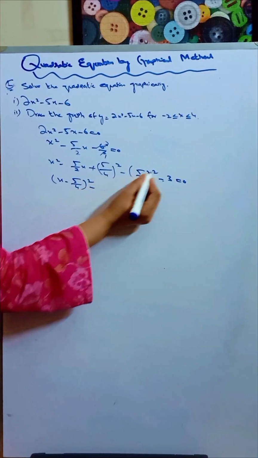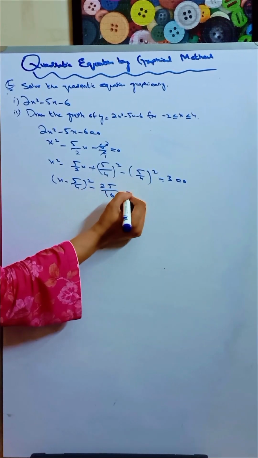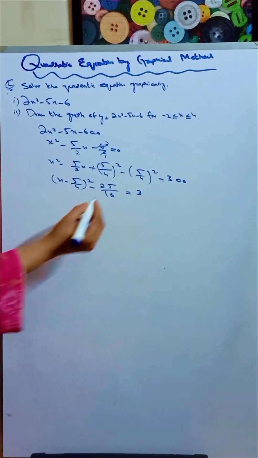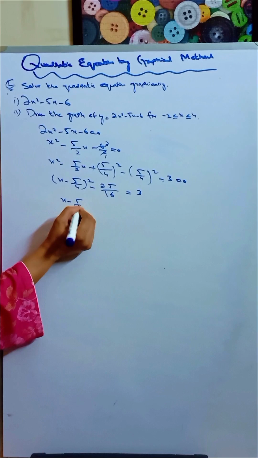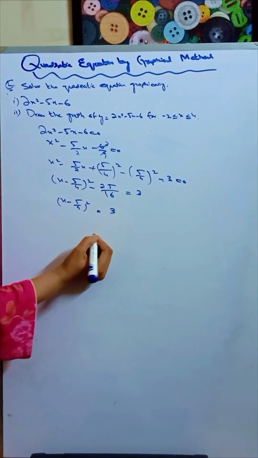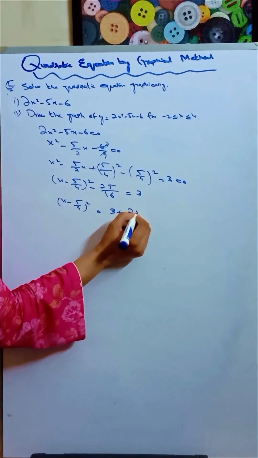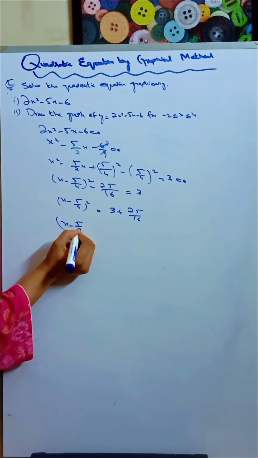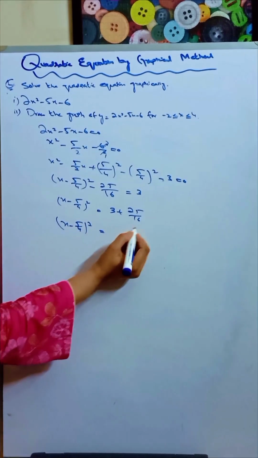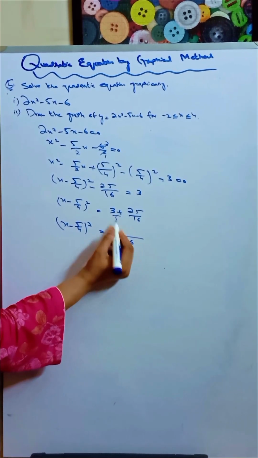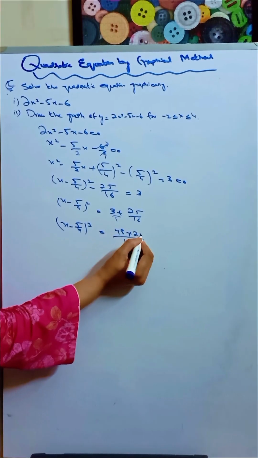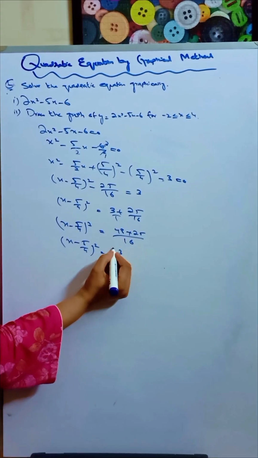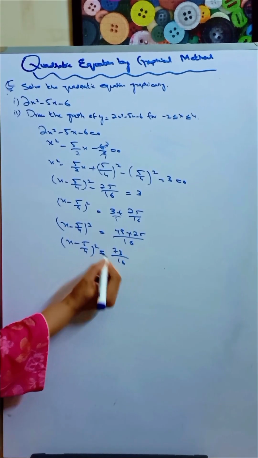So open it. 5 5s are 25, 4 4s are 16, equals 3. I move this 3 towards the right hand side. This is called transposing. Alright, you all know this. Now x minus 5 by 4 whole square will remain the same. The 3 will move towards the right hand side and become 25 over 16. Alright, now take the LCM of it. 16 1s are 16, 3 16s are 48, plus 25, 73. So x minus 5 by 4 whole square equals 73 over 16. You can use a calculator for that purpose. It's up to you.